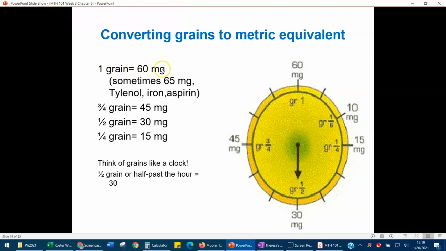But with the 1 grain equals 60 milligrams, if you think about it as minutes, 1 grain is 60, 1 hour is 60 minutes. A quarter grain is 15 milligrams, a quarter of an hour is 15 minutes. Half a grain is 30 milligrams, just like half an hour is 30 minutes. 3/4 of a grain is 45 milligrams, just like 3/4 of an hour is 45 minutes. So this is just a visual that'll help you convert your grains and your fractions of grains to milligrams.